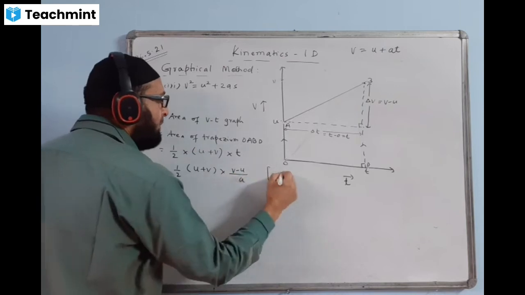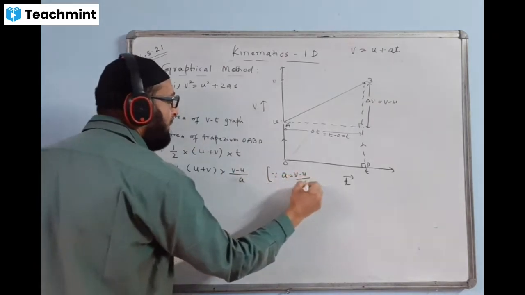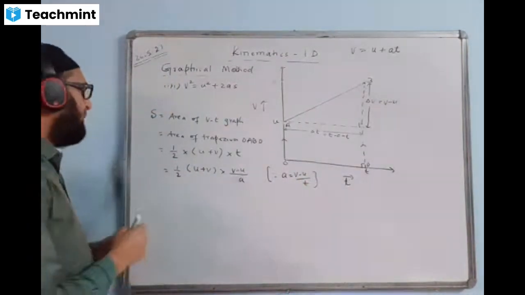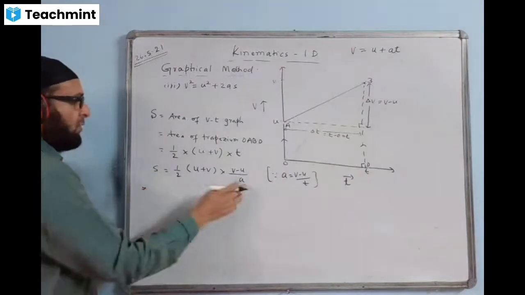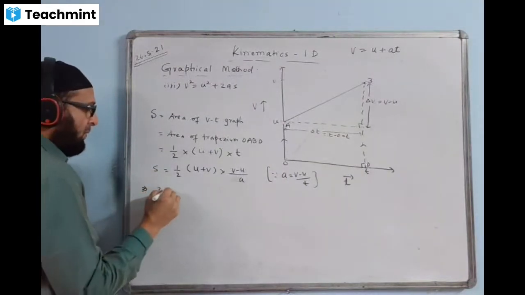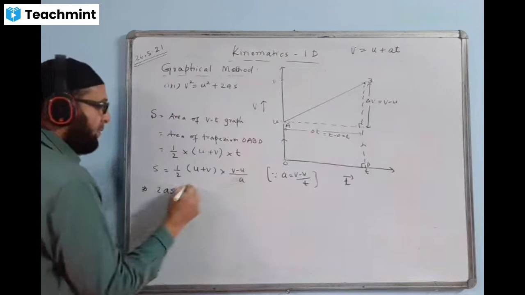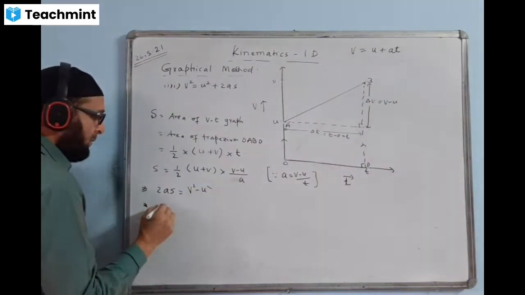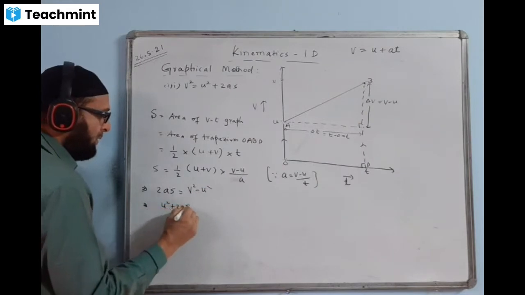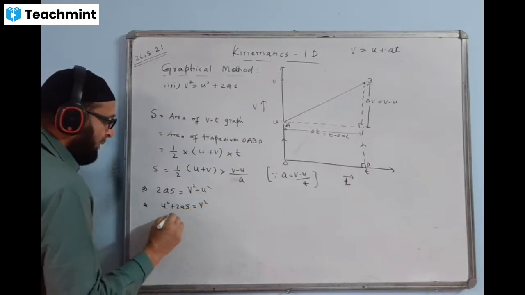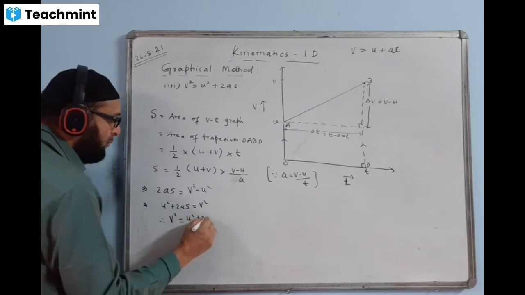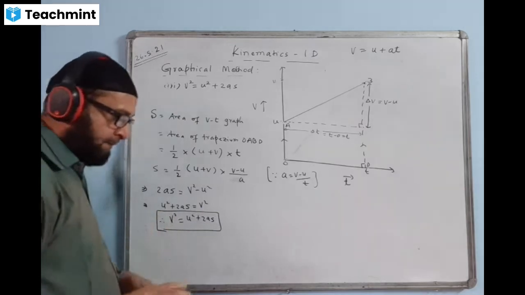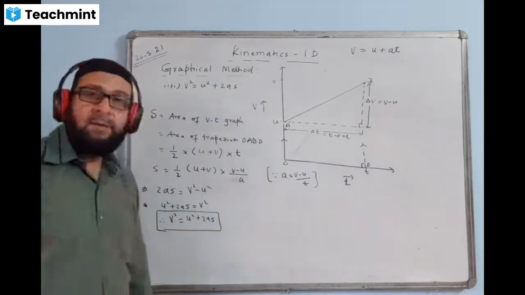You can make a note, since a is equal to v minus u by t, therefore the time value will come v minus u by a. Now, after that we can cross multiply. It will give us 2as equal to v plus u into v minus u. This will give us v square minus u square. Minus u square will go to this side, and you get u square plus 2as is equal to v square. Therefore, v square is equal to u square plus 2as. This is the formula.